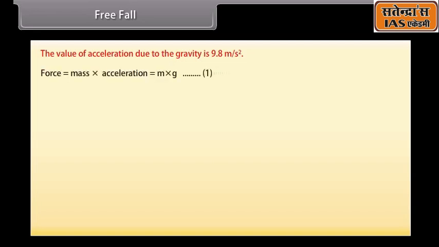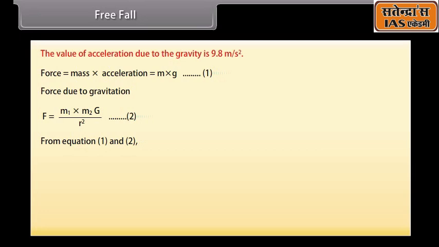Force is equal to mass into acceleration, which is equal to m into g, equation 1. Force due to gravitation, F is equal to G m1 into m2 upon r square, equation 2. From equations 1 and 2, m into g is equal to G m1 into m2 upon r square. g is equal to G M upon r square. g is equal to 9.8 meter per second square.